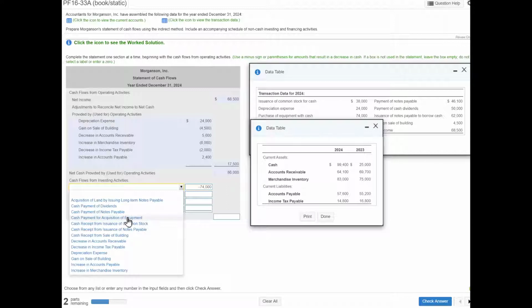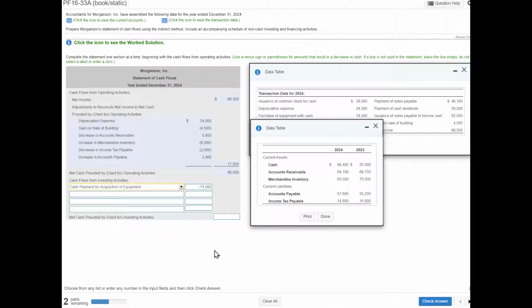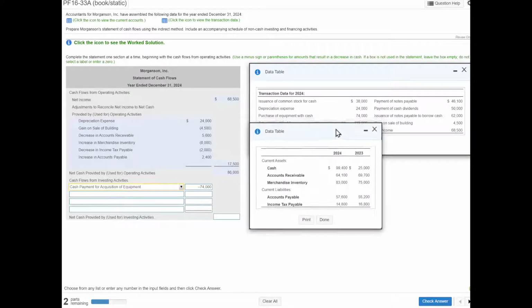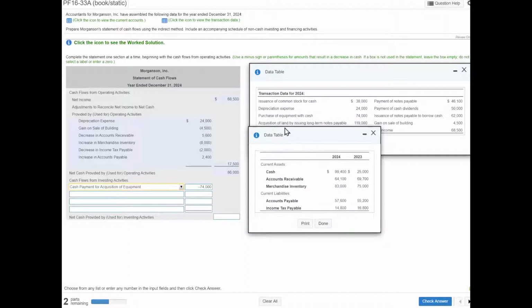Cash payment for acquisition of equipment. Let's keep going down our list. We've got acquisition of land. Land is a long-term asset, so that would go in the investing activity section if it involves cash. So does this transaction involve cash? Nope. We just got a long-term asset by issuing long-term debt. So that's going to go in the fourth section. So we're going to skip that.